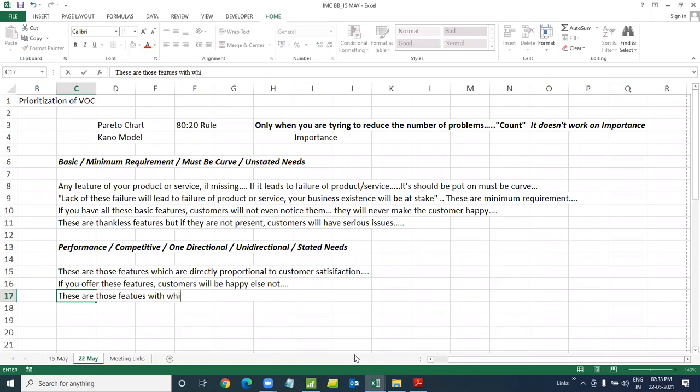These are the features with which you compare yourself with your competitors. Like when you want to buy a laptop, you would compare your MacBook, you will compare your Dell, you'll compare your HP, Lenovo, and all. You'll try to see the price comparison. You will look at the weight, you will look at the processor and all that stuff. You compare with these features. So these are those features with which you get compared against your competitors.